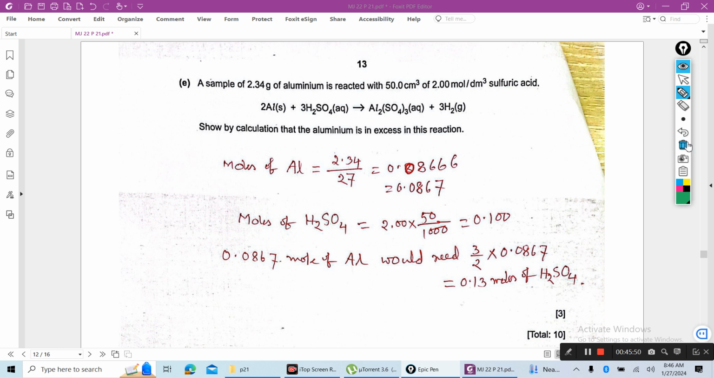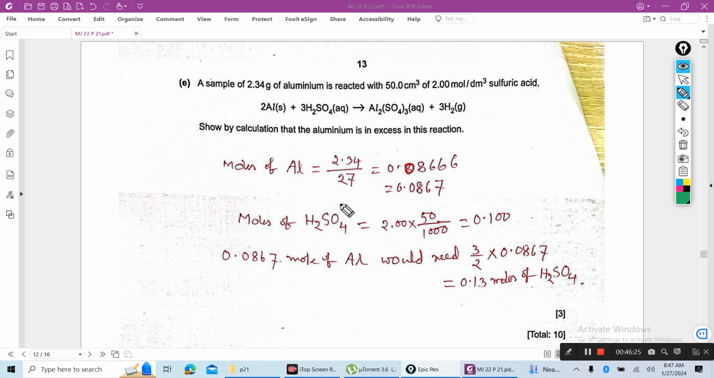First of all, moles of aluminium is mass divided by molar mass. We get this mole value. Then sulfuric acid, concentration times volume, 50 cm3 divided by 1000. You have to convert it to dm3. This is 0.1 mole. This is given.